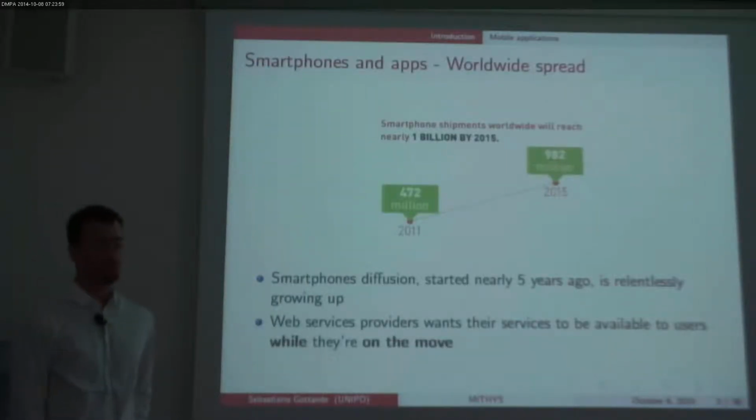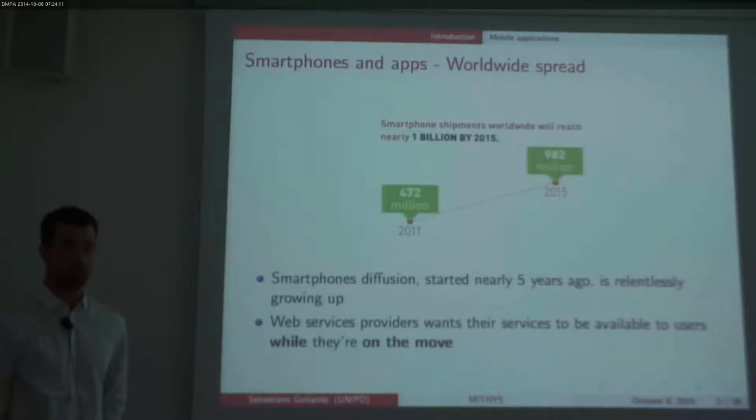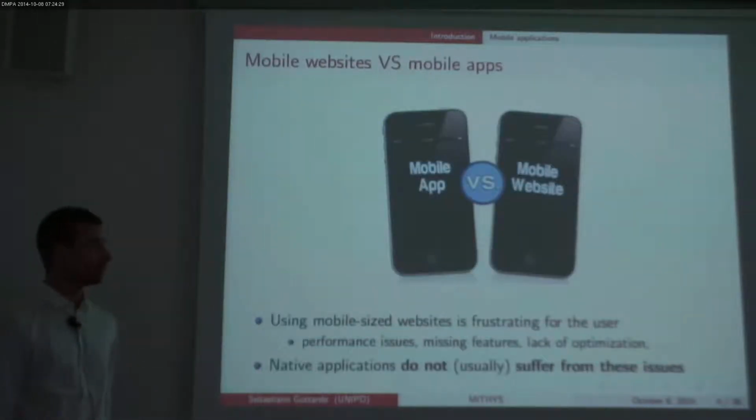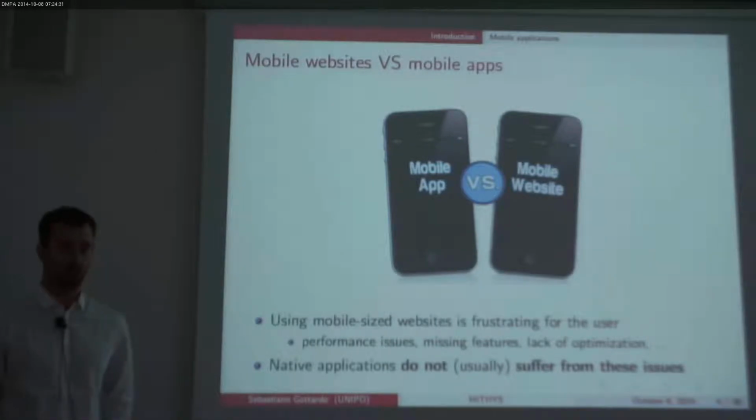So in the last 4 to 5 years, the number of smartphones available worldwide has seen huge growth. We're talking about 500 million devices in 2011, and some analysts have estimated that this number is going to grow up to 1 billion devices in 2015. Web service providers started paying a lot of attention to this phenomenon. In particular, they wanted their users to be able to use their service while they were on the move, that means on their smartphones. So together with the smartphone growth, mobile applications started popping up as well, together with another solution.